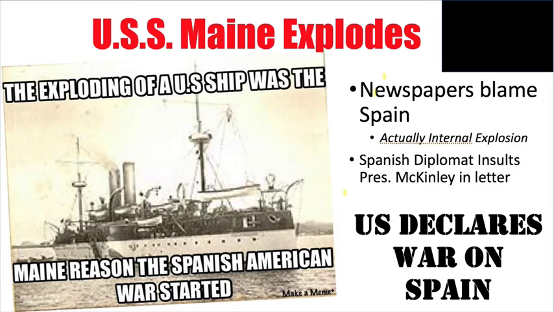But the facts didn't matter. People believed that the Spanish were involved. Because the newspapers blamed Spain, people just assumed it to be true, and we ended up going to war. And again, you can see a Spanish diplomat also had insulted our president in a letter. That was another one that nudged it. But really, the explosion of the U.S.S. Maine is the big driver for this war. Again, the explosion of the Maine and yellow journalism.